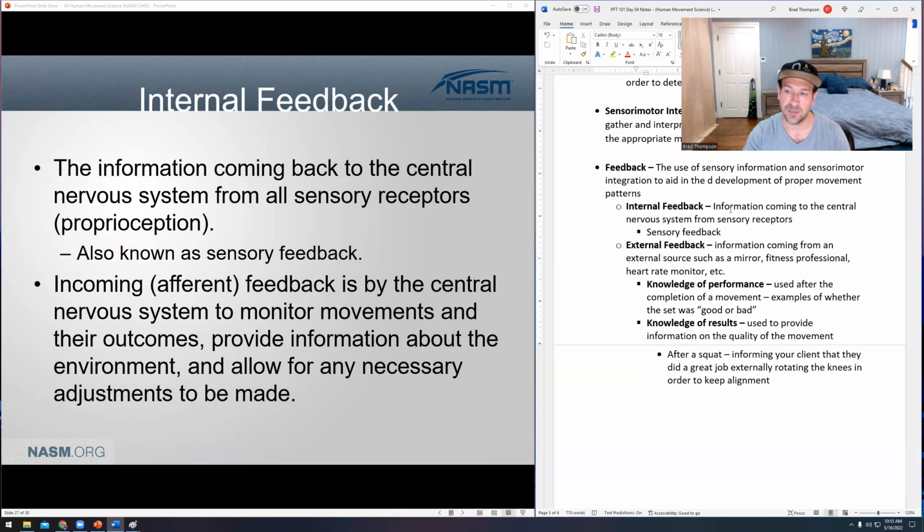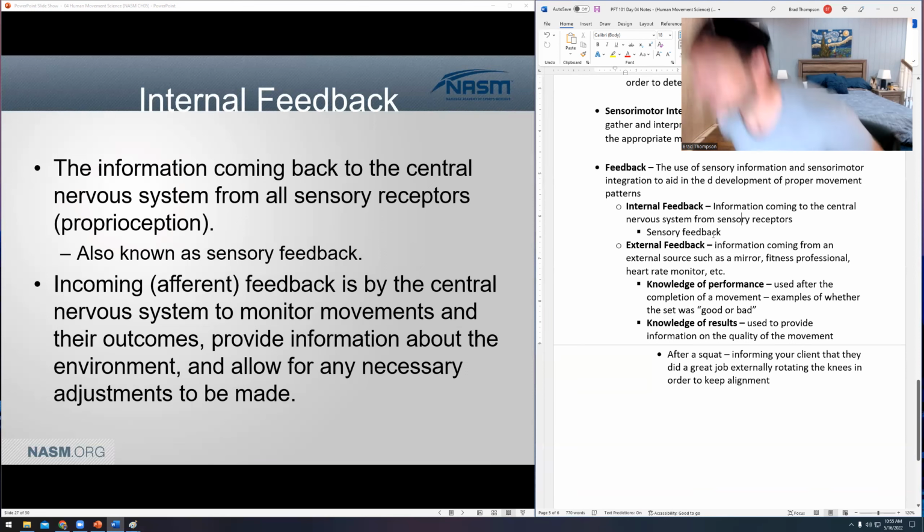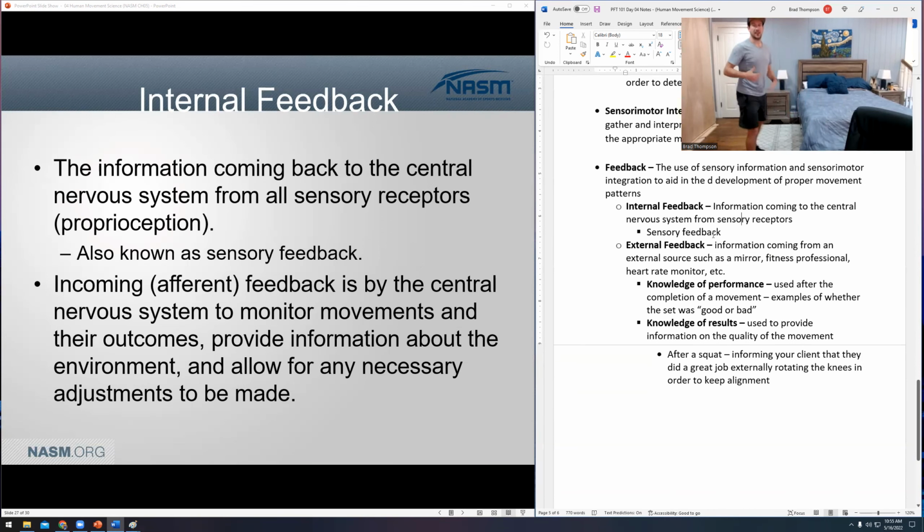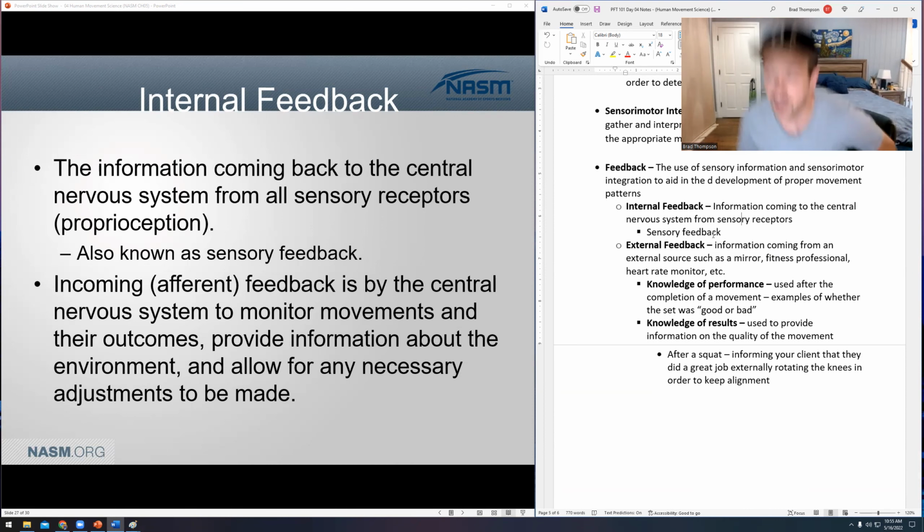So internal feedback is information that your client can feel the difference of, you know? Just try this out, guys. Squat and give yourself a little bit of an excessive forward lean. Squat by just sticking your butt out and feel how that is versus when you drop down into an actual squat with your chest up a little bit higher and your butt sitting back. Feel the difference. And you're like, oh man, that's totally different, you know?